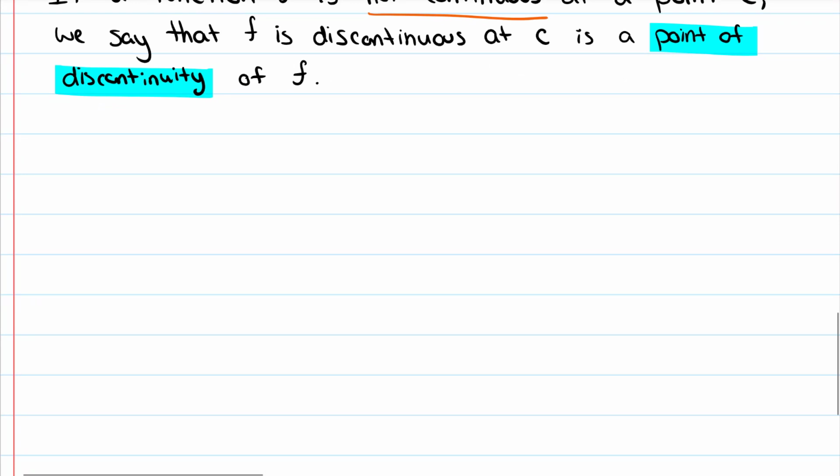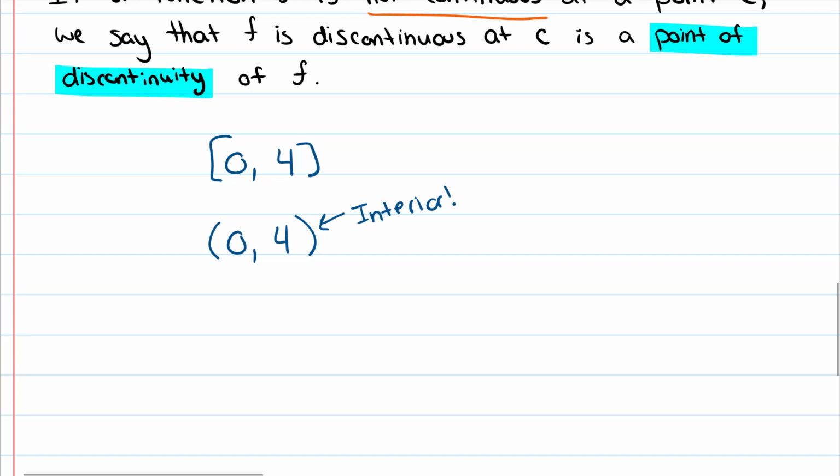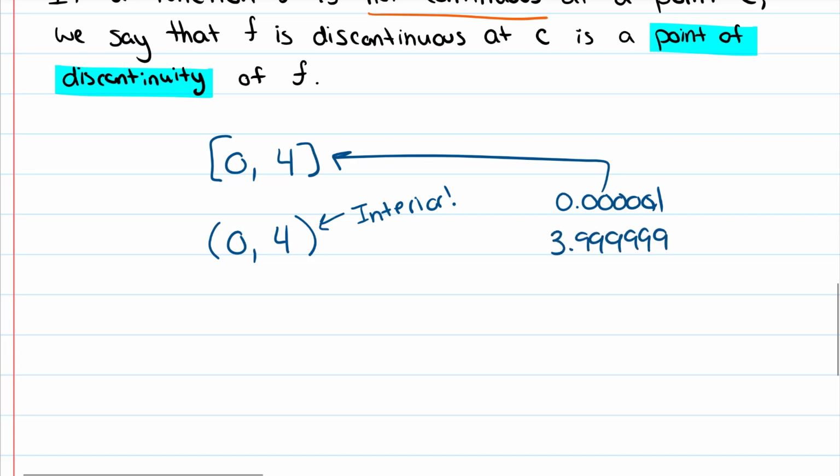So if I have the domain from 0 to 4, the interior points are all the points between 0 and 4. So this would be the interior. It is important to point out, for example, that the point 0.000001 is an interior point of this domain, all the way to 3.9999999, and forever. Those are all interior points. The endpoints for this would be 0 and 4. These two would be the endpoints.